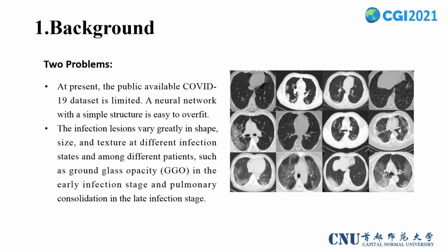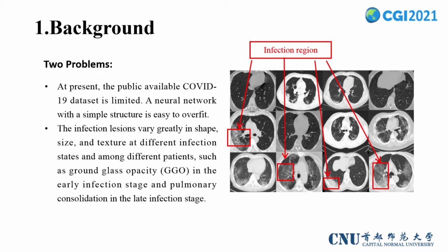Second, the infection lesions vary greatly in shape, size, and texture at different infection stages and among different patients, such as GGO in the early infection stage and the primary consolidation in the later infection stage. For example, the boundaries of GGO have low contrast and irregular shape, as shown in the right pictures.